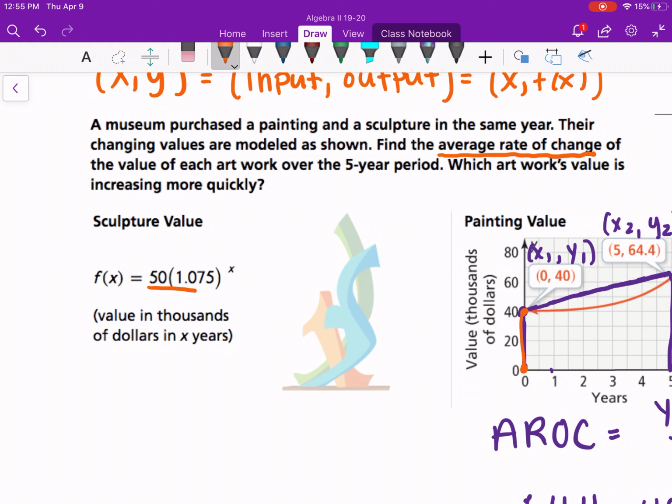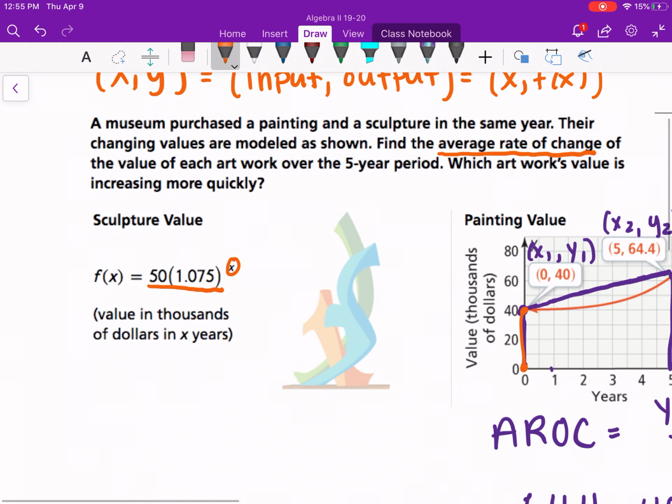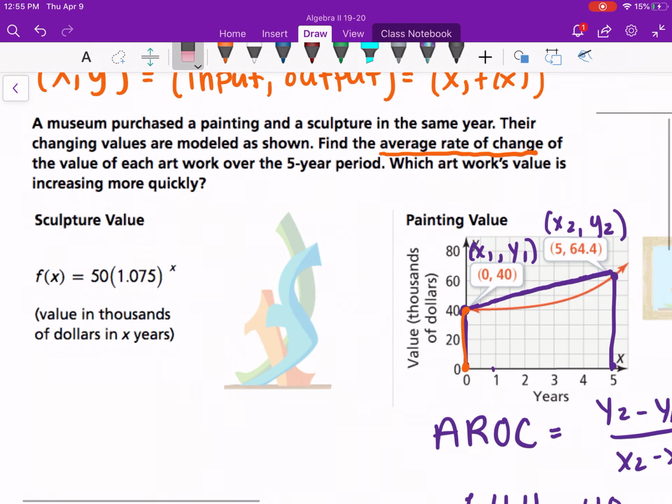Here I'm given a function. I need to know what happens when I plug in 0 for x and when I plug in 5 for x. Because I want to know when the sculpture has 0 years, they've only had it for a couple minutes, what was it worth? And then 5 years later, what has the value increased to? So because I don't have a graph to show me, I don't have ordered pairs, I have to make it myself. So I want to know what this function is when I plug in 0.